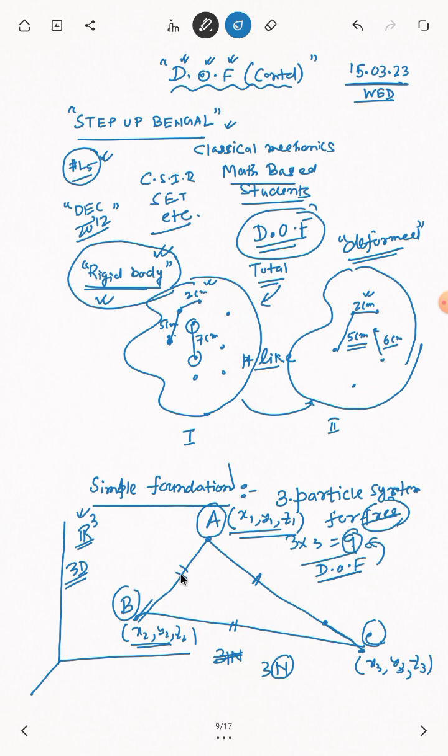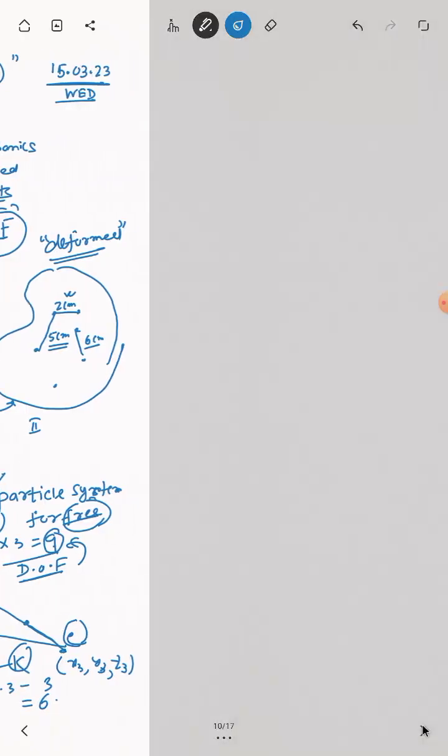But here we see three constraints. One constraint is this rod, another one is this, and the final is this. এই তিনটে রড থাকার কারণে here the 3n minus k formula will give us 3 into 3 minus 3 rods, that means 6. So whenever we have a three particle system, this simple foundation tells us that it has degree of freedom as 6. This is an important result we should remember.